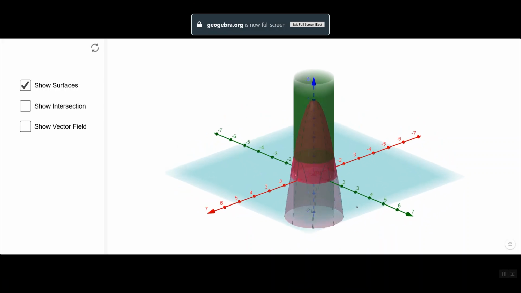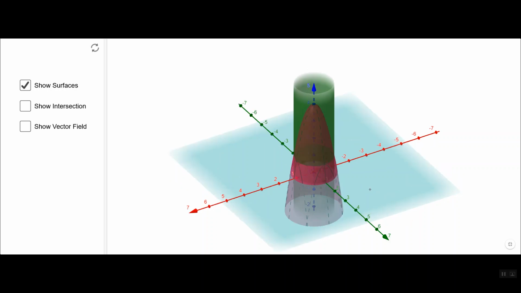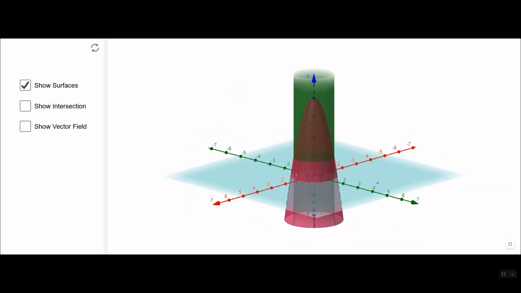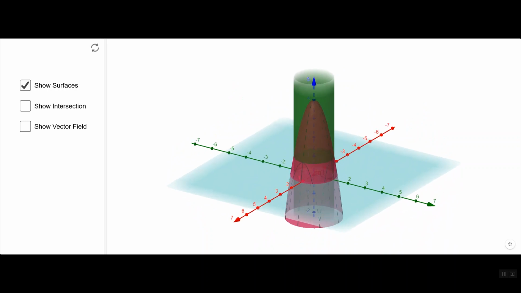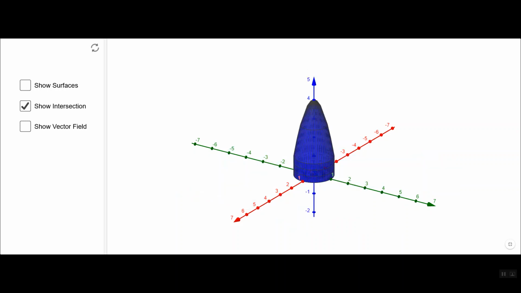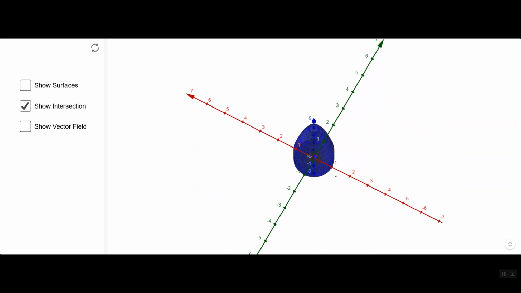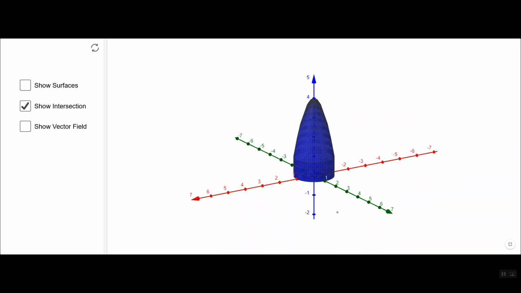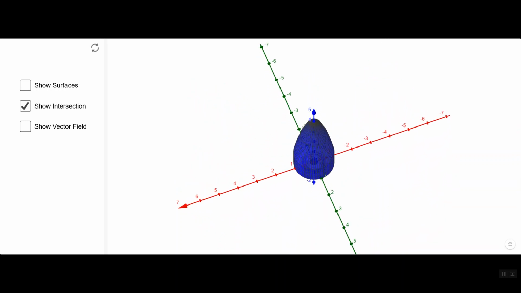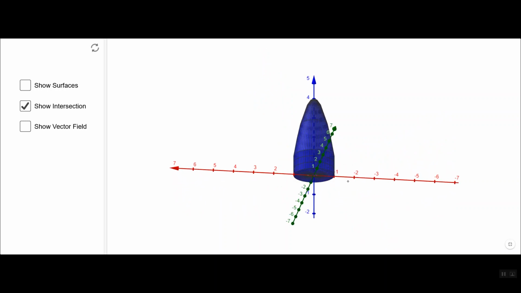Here we are. Those are the surfaces. We have a cylinder, an elliptic paraboloid, and a plane. The intersection of all of these surfaces makes a region that is being bounded. Now I'm going to eliminate the surfaces so that we can see that region. This is the region that we're going to be observing. It kind of looks like a miniature bullet.